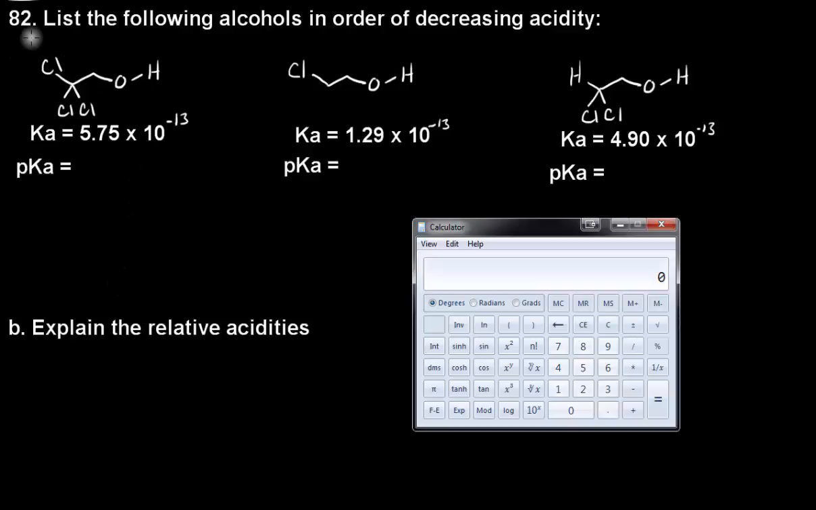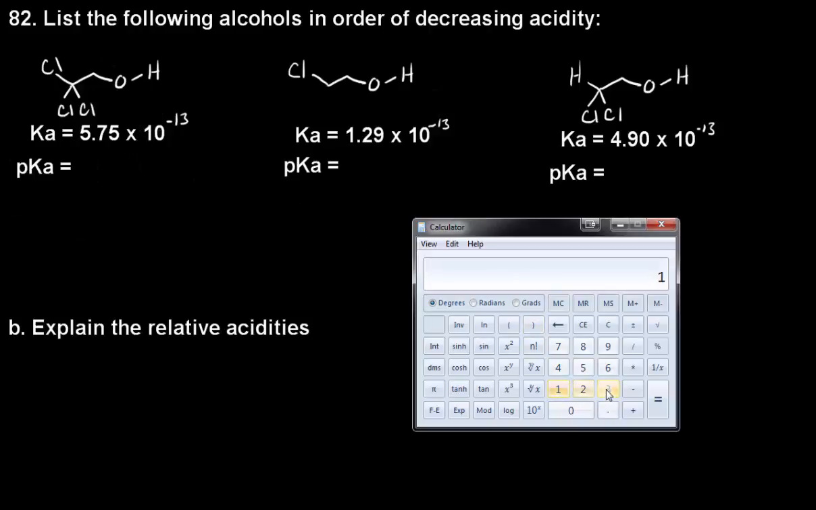Okay, question 82. List the following alcohols in order of decreasing acidity. The acidity data is given to you in terms of Ka. If something is given in Ka, it's totally possible to compare acidity, but in organic chemistry it's best to get out of that mindset and start thinking about acidity in terms of pKa. So I'm going to do the Ka to pKa conversion for the first molecule.